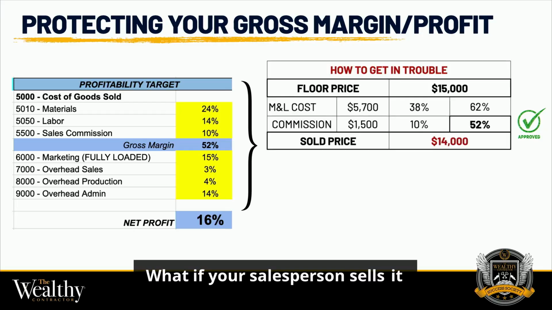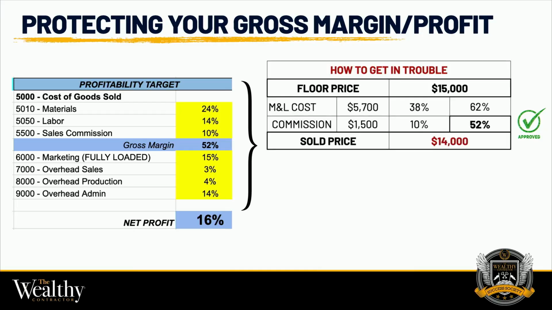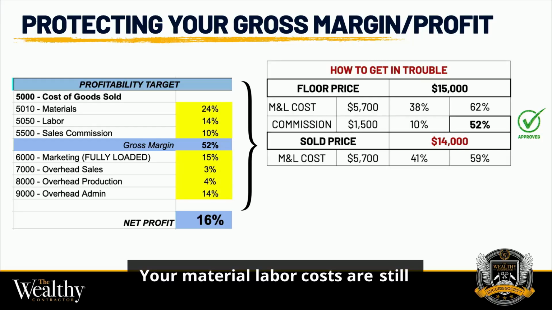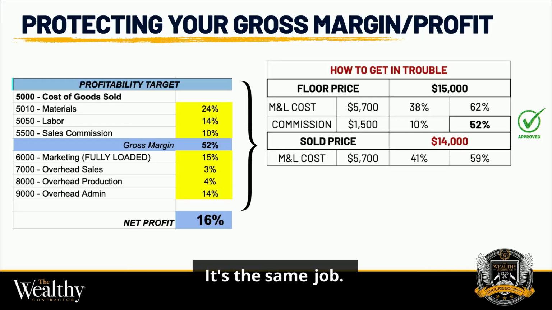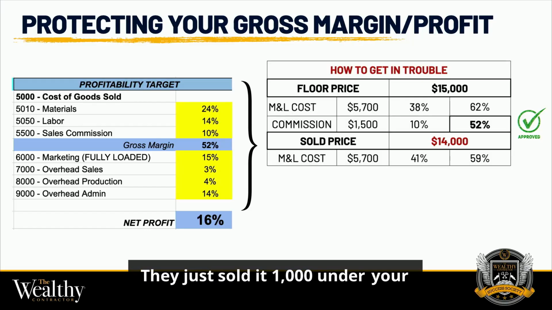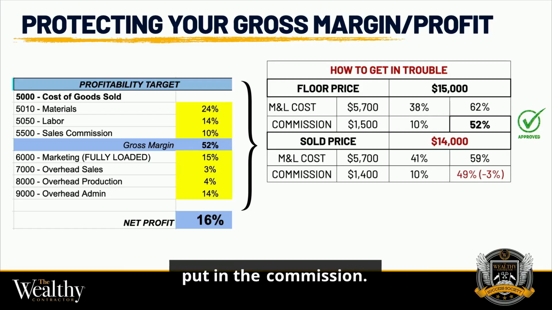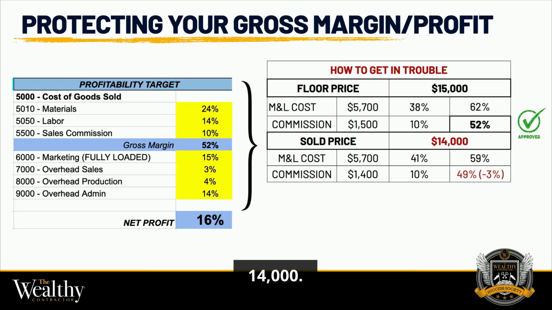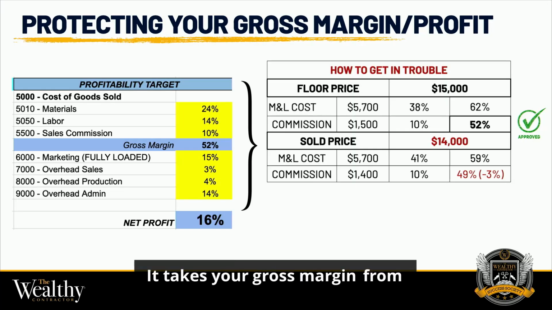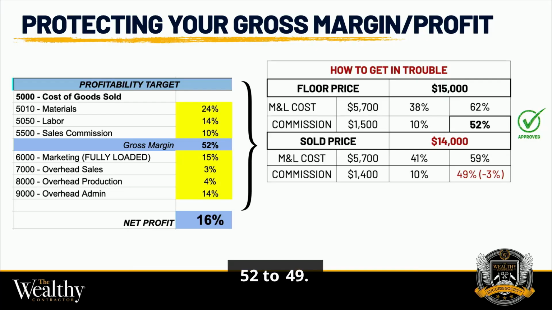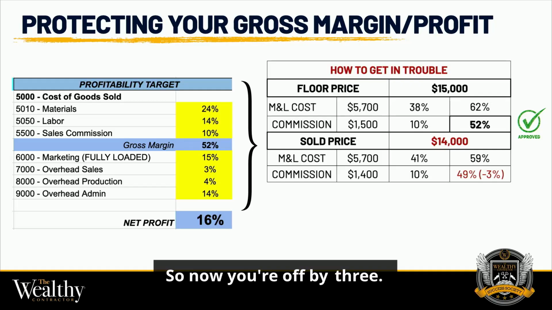What if your salesperson sells it for 14? Your material and labor costs are still the same. It's the same job. They just sold it $1,000 under your floor. So now you're at 41% cost, 59% margin. But look what happens when you put in the commission. A lot of people still pay the same commission, 10% on the 14,000. But look at what that does. It takes your gross margin from 52 to 49. So now you're off by 3.